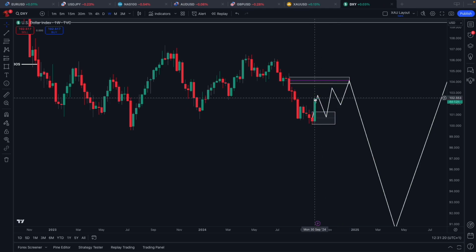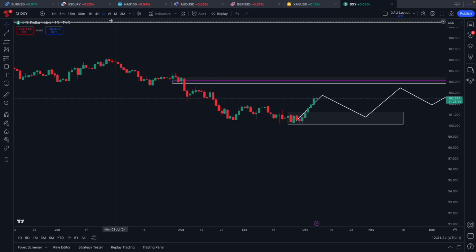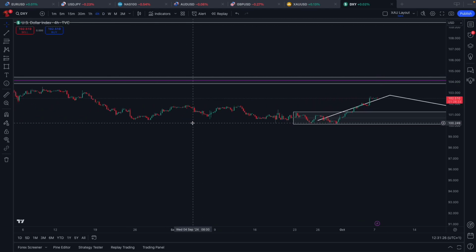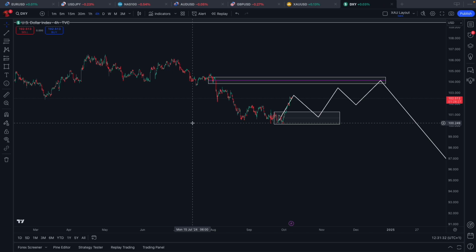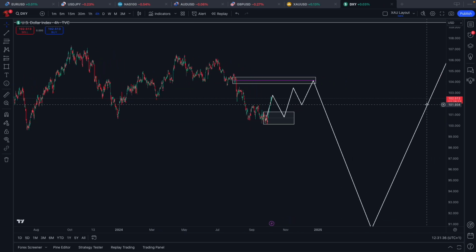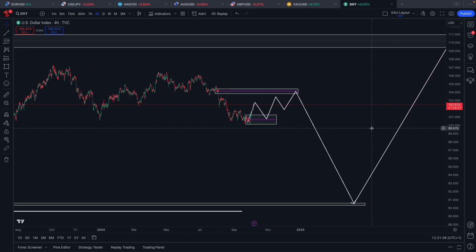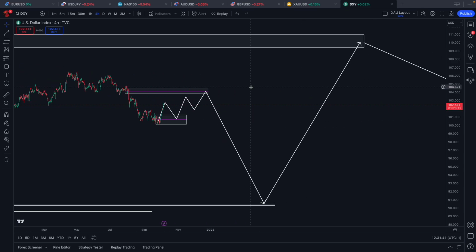So if you aren't involved in buy positions but you want to get involved, maybe wait for price to pull back slightly to give you a better opportunity to get involved in this market in some buy trades. But ultimately, that is my analysis for the DXY or the US dollar index. I hope that makes sense.